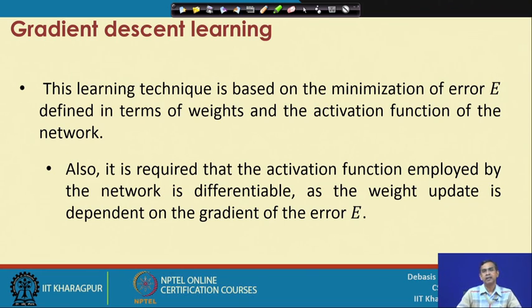It basically calculates the error, as the input and output are known, and it tries to optimize the parameters in the network so that these error values can be minimized. So, this is the main idea about gradient descent learning techniques. It is basically a supervised learning technique in general.